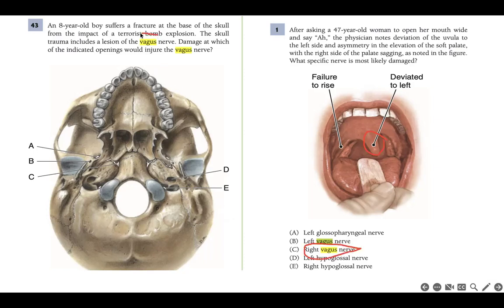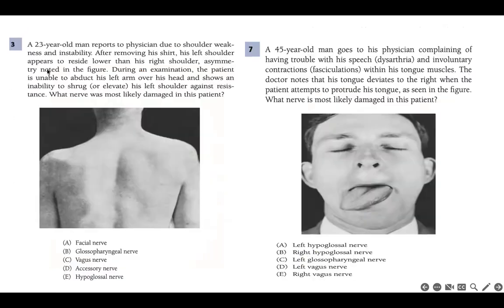Here, a trauma to the base of the skull. Which foramen does the vagus pass through? The jugular. This is the foramen magnum. This is the hypoglossal canal. This condyle, this is the jugular, number E, jugular foramen. Here, a drop shoulder means accessory. And here, hypoglossal will be a right hypoglossal lesion, same side.